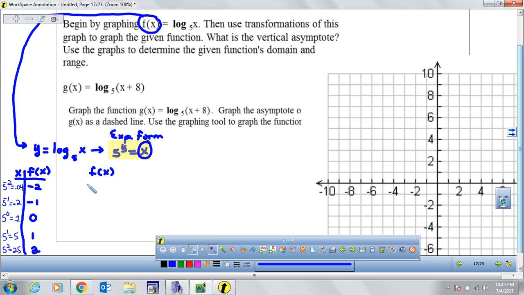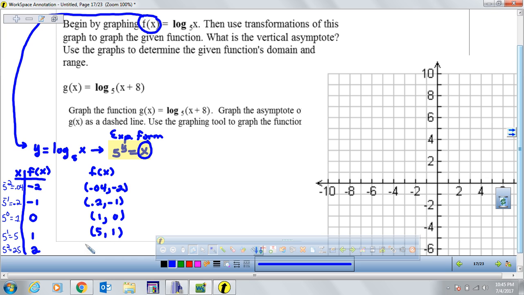So my function f of x has the points 0.04 comma -2, then 0.2 comma -1, then 1 comma 0, then 5 comma 1, and last 25 comma 2. So that's my f of x up here, which is what we're graphing right now. So let's go ahead and sketch the graph of f of x.